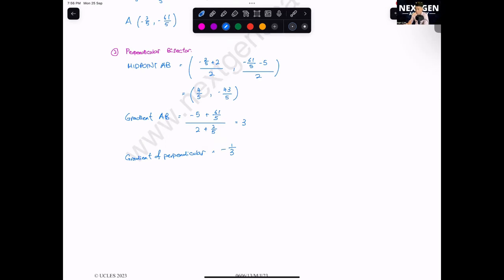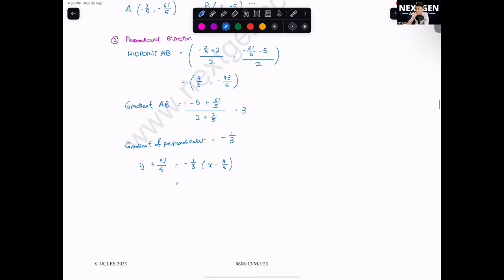Put it all together, we're going to put into y minus y1. y plus 43 over 5 equals negative 1 over 3 (x minus 4 over 5). Open out the bracket, then simplify it. Minus 25 over 3. So what do we have? We have the equation of the perpendicular line ready.